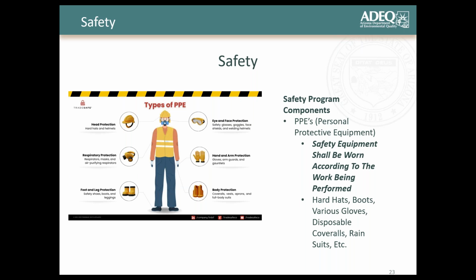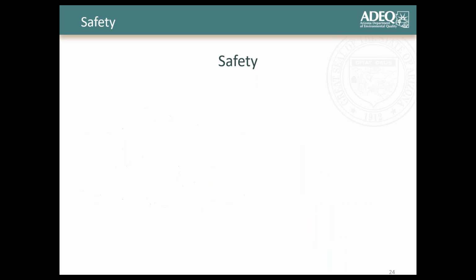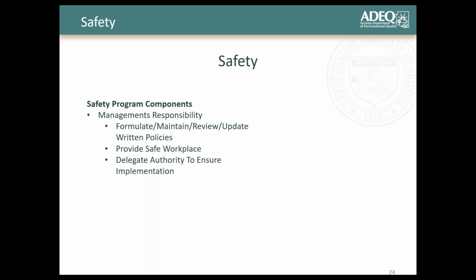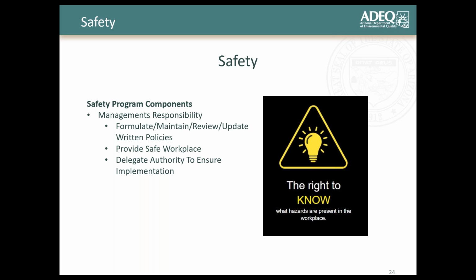Depending on where you are in the state, things can change fairly quickly sometimes. More components of a safety program include a definition of management's responsibility, right? Management's responsibility is to formulate, maintain, review, and update the written policies. Management still wants to provide a safe workspace, and a manager's responsibility is to delegate the authority to ensure that all these safety elements are being implemented.